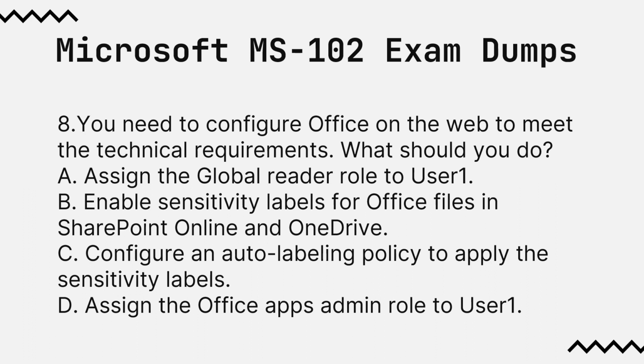8. You need to configure Office on the web to meet the technical requirements. What should you do? A. Assign the global reader role to User 1. B. Enable sensitivity labels for Office files in SharePoint Online and OneDrive. C. Configure an auto-labeling policy to apply the sensitivity labels. D. Assign the Office Apps admin role to User 1.